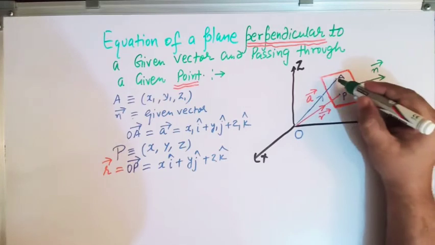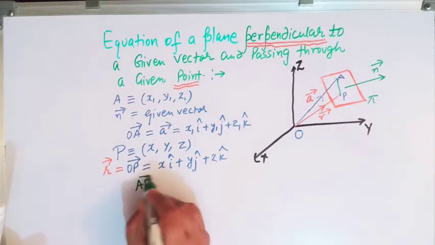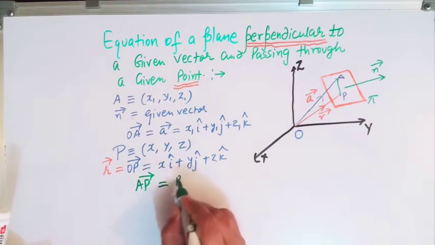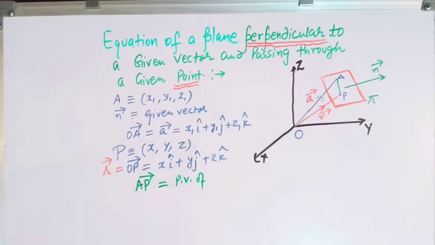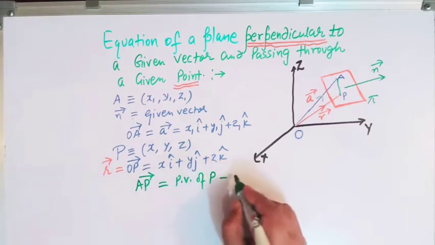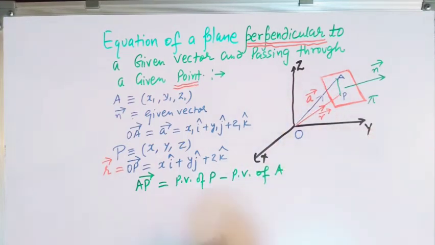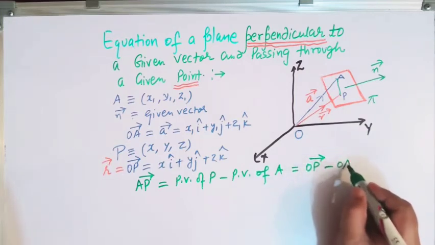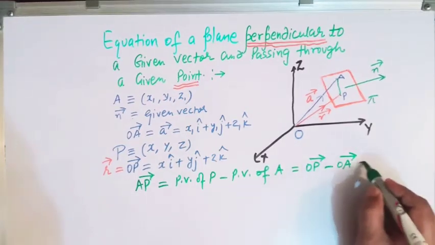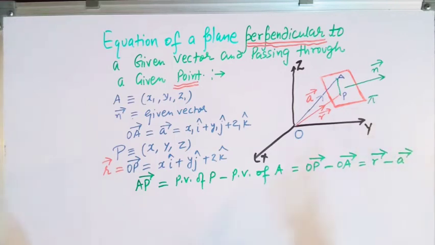Now if we join AP, then the vector AP can be written as the position vector of point P minus the position vector of point A, right? This can be written as OP minus vector OA, and OP is vector r and OA is vector a, right?